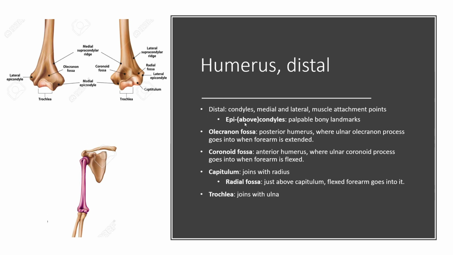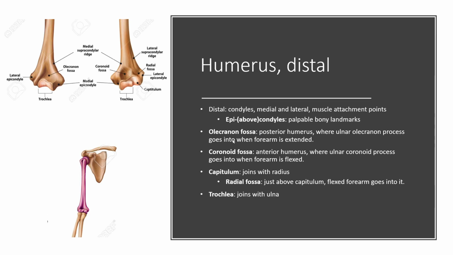So the distal part of the humerus, we have condyles. Condyles are a raised structure on bone, so you can see them here and here. And they're muscle attachment points. And then we have epicondyles, epi meaning above condyles. So lateral epicondyle and medial epicondyle here. These are the palpable parts of the elbow. When you bend your elbow, you feel on the sides of the elbow. You can kind of feel pointed parts of bone.